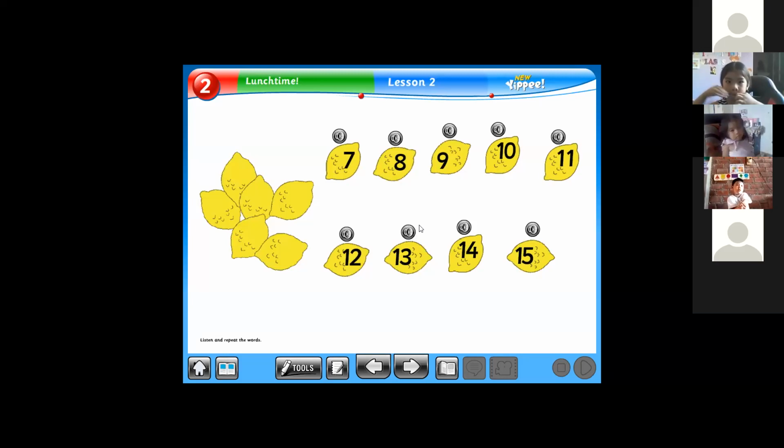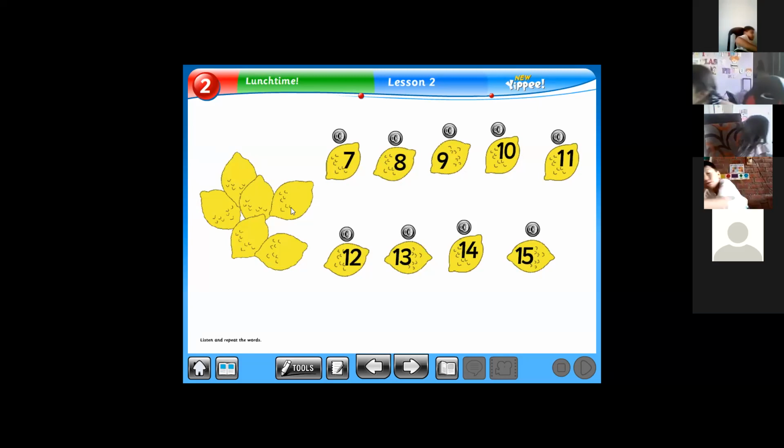Ok, these are the numbers, the numbers, ok. So, look, what fruit is this? Apples, oranges, or lemons? What is this? Lemons. Yes, lemons. Okay, let's count the lemons. Count the lemons. Repeat after me.